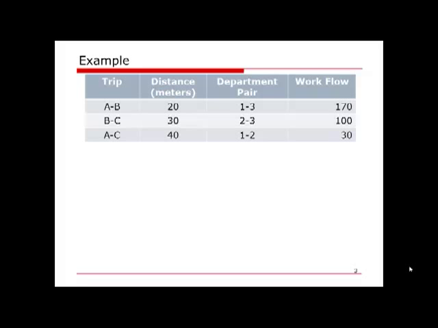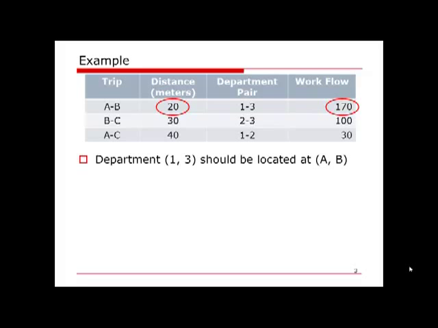The general rule is we allocate the department pair which has the highest workflow, here 170, to the locations that have the shortest distance, which is 20 here, which means we want to allocate departments 1 and 3 to locations A and B. Why should we do that? Because the total distance traveled is the distance multiplied by the corresponding workflow. So the workflow of 170 means there will be 170 trips between departments 1 and 3.